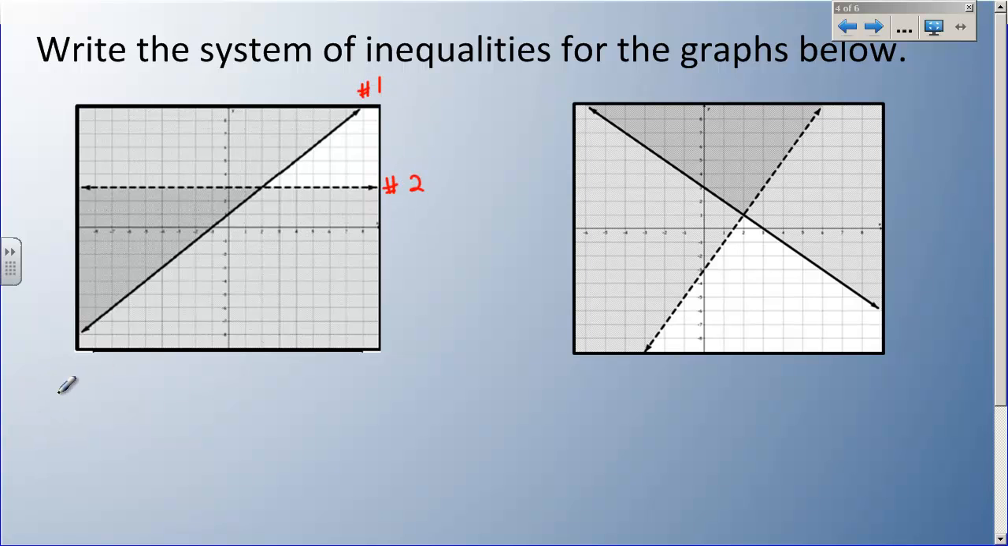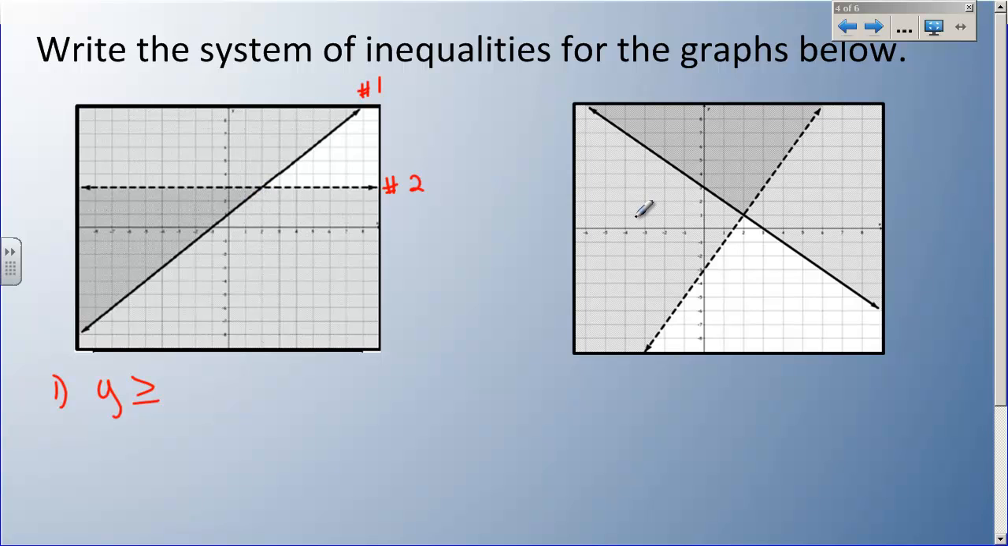And so for number 1, first of all, here is your line. It is solid, which means I'm going to have an or equal to when I write it. What you want to look at for the shaded part, because there's all kinds of stuff shaded, look at this line and look at the double shaded part, because that's where they overlap. The double shaded part is above my line, which means I am going to have greater than or equal to as my symbol, because it is solid and I have shaded above it.